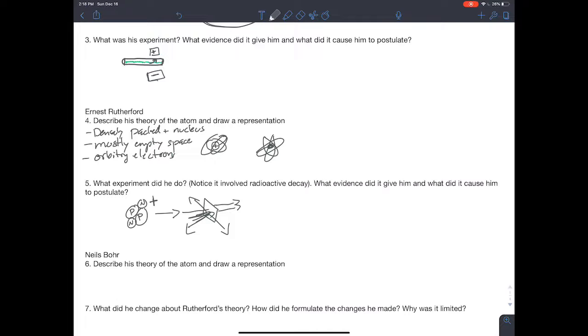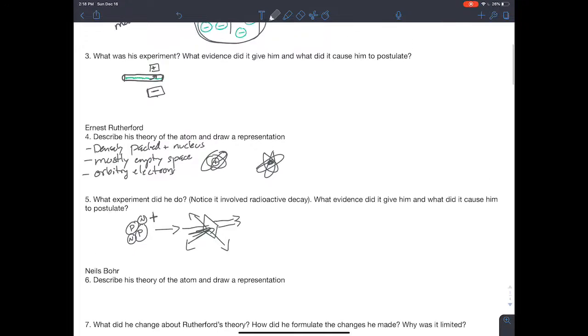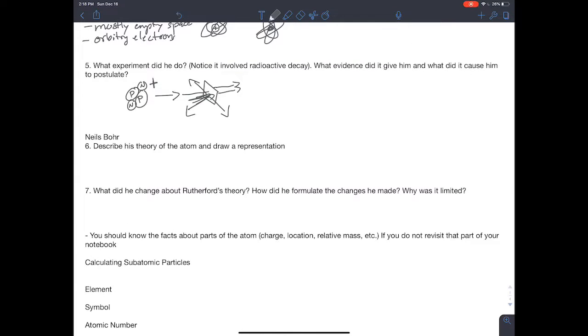Okay, his gold foil experiment showed him that there was something. These positive alpha particles were hitting something strong enough to repel them, but most of them were still going through. That's how he determined his model of the atom. Now, Bohr adjusted Rutherford's theory because he was using advanced physics, and he realized that they couldn't just be orbiting the nucleus, or otherwise eventually they'd crash into the nucleus and everything would explode.